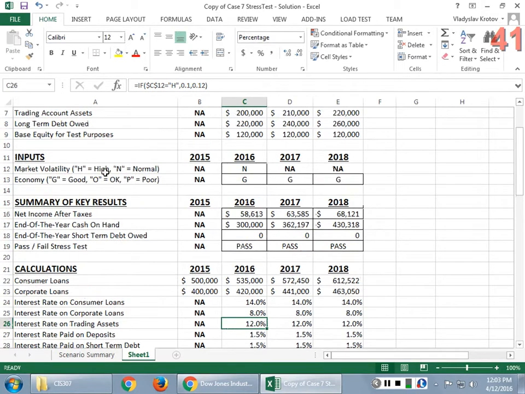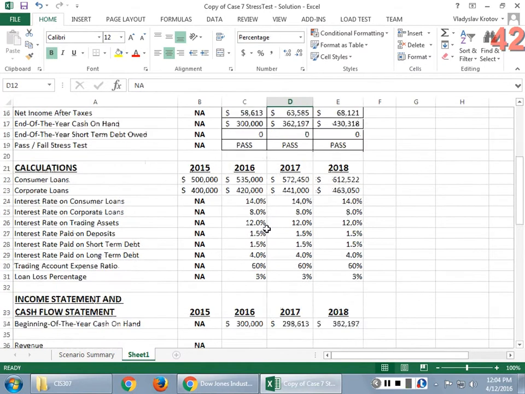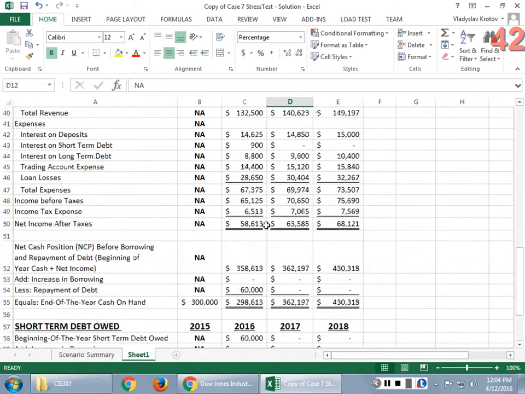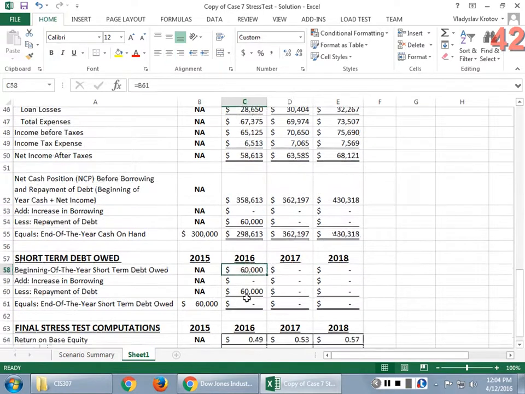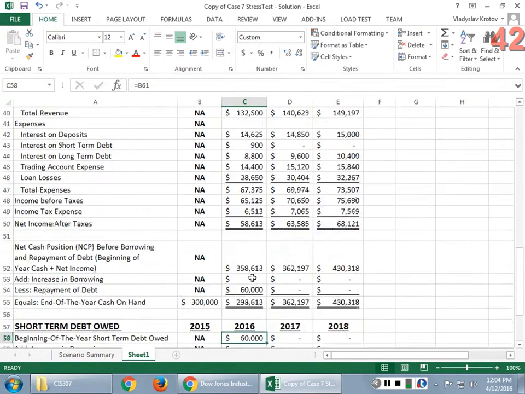By the way, here we have high or normal volatility, only one cell, because it's assumed it's true for all 3 years. So we don't have separate inputs for year 2017 and 2018. So if you put N here, you're assuming that it will be normal for the next 3 years, meaning 16, 17, and 18. Okay.